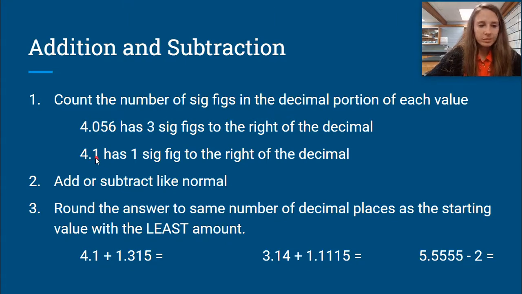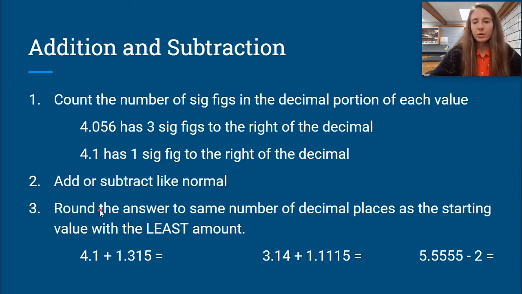For 0.1, we are going to count how many significant figures are to the right of the decimal. We know that this one is significant because it is non-zero. So we know that this has 1 sig fig to the right of the decimal. Okay, so you need to do that for every single value that you are adding or subtracting, whether it's only 2 values or 10. The second step is to add or subtract like normal. Just plug it into your calculator or do it in your head.